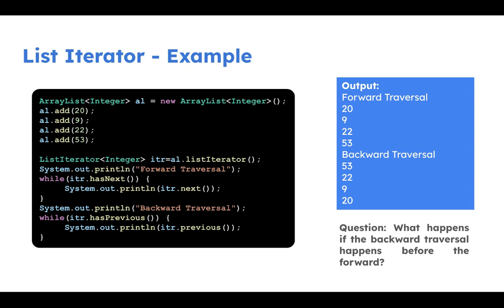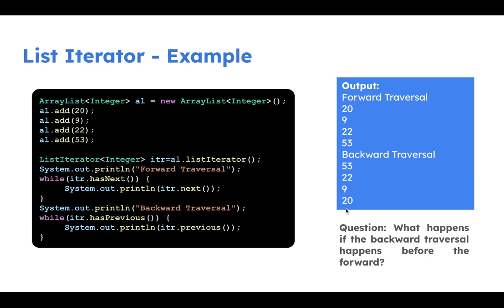Every time we move further, the cursor keeps on moving till there is even a single element in the array list. Now at this point there is no element left, and the list iterator is pointing to the last element in the array list. Now we can traverse backward as well. We can keep on asking if it has previous. If it has previous, we keep on printing the previous element.